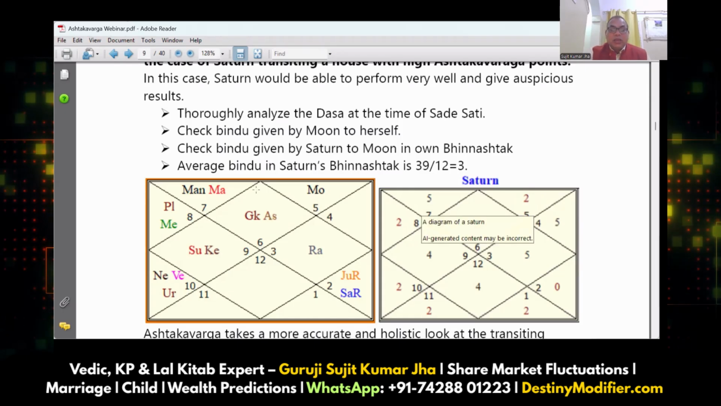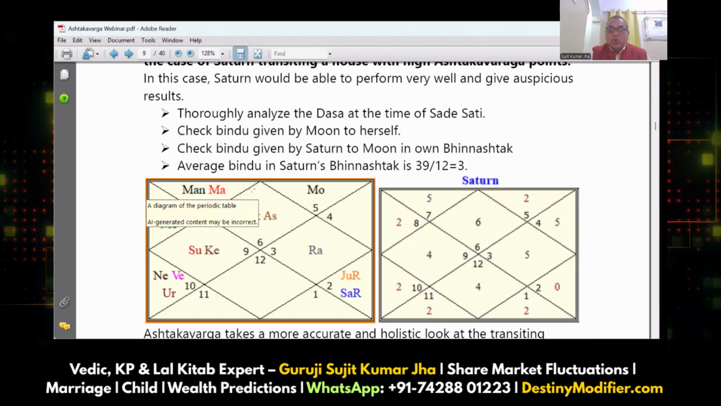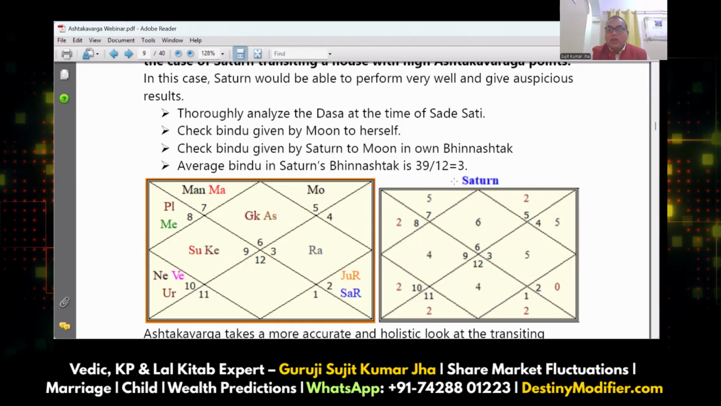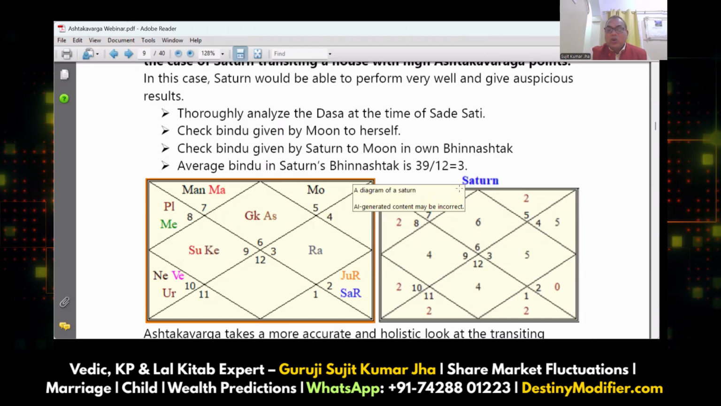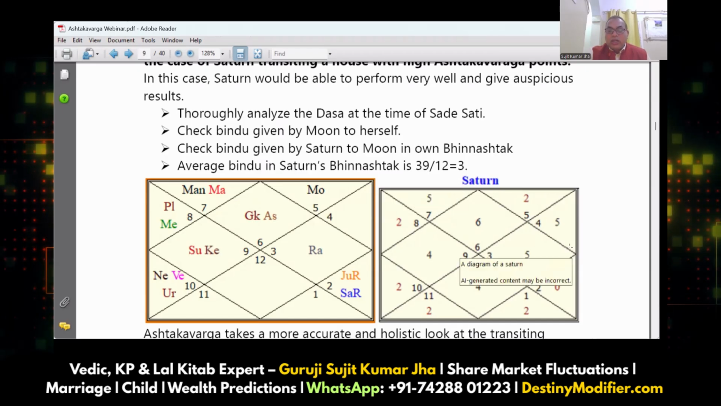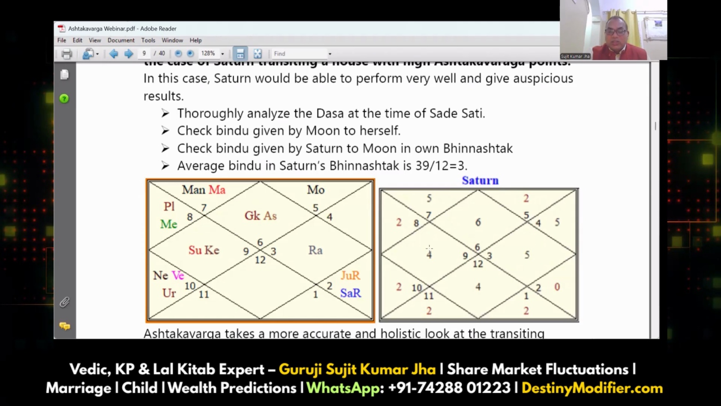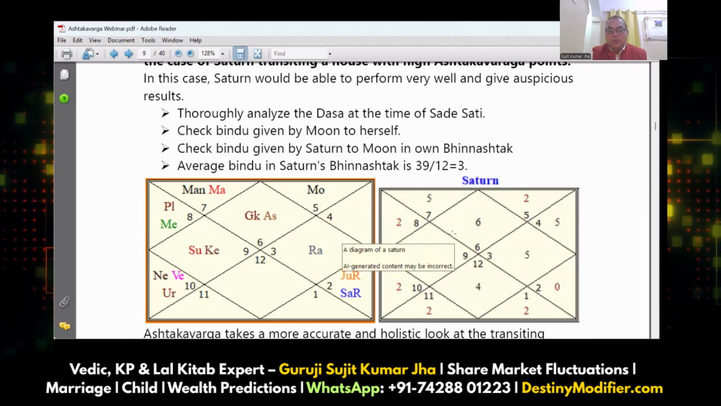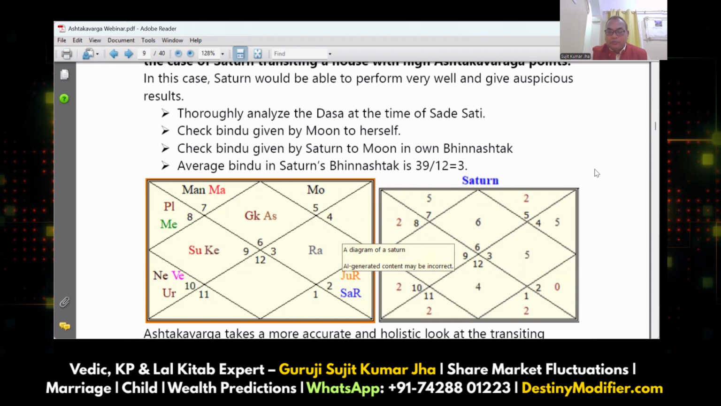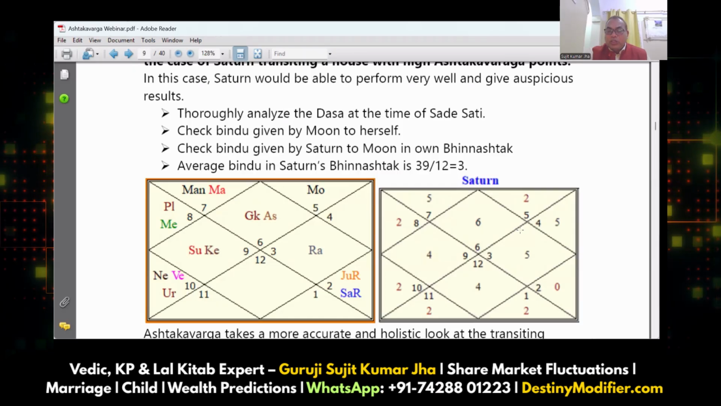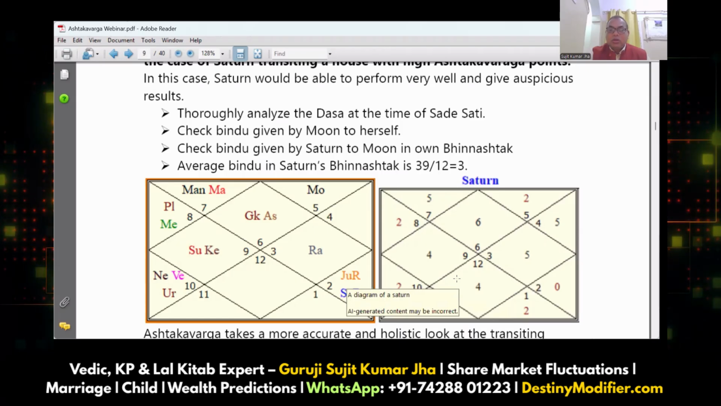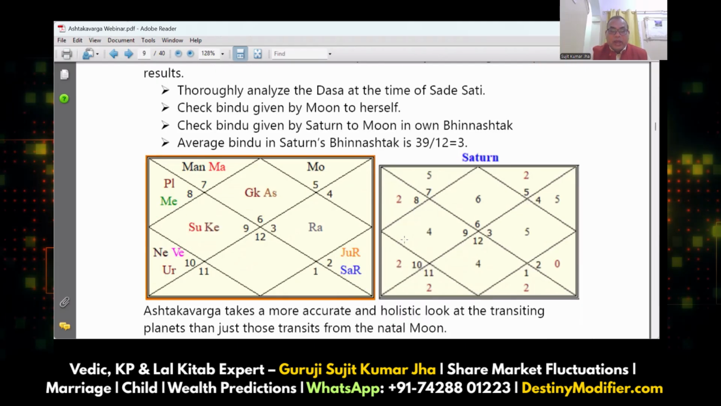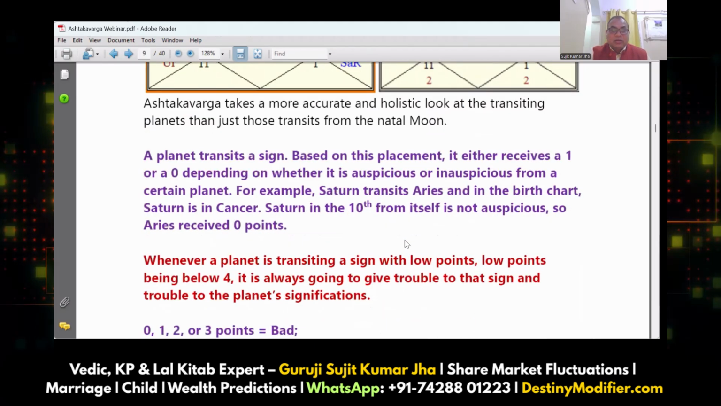So 2 points, see: in Saturn's Bhinnashtakavarga the total bindu is 39. If divided by 12, 3 is the average. So if less than 3, it means Saturn will not give a good result. So what does it mean? Sade Sati for this native will not be auspicious. It will be average. We can say average. Suppose if 0 points or 1 point, then we can say this 7.5 years is an inauspicious time. So like that, we can analyze the birth chart.